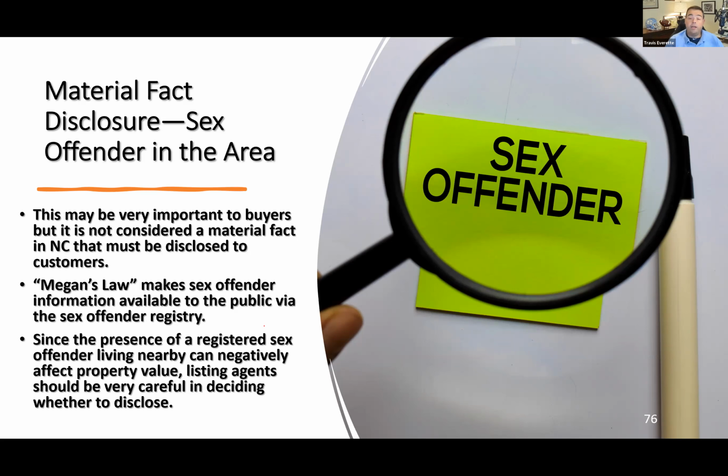None of that. Again, we might think it should be. And by the way, in some states, it is a material fact that somebody died in the property or that there's a sex offender nearby, but North Carolina's not one of them. Okay. Thank you. We're a little crazy over here. Rebecca?